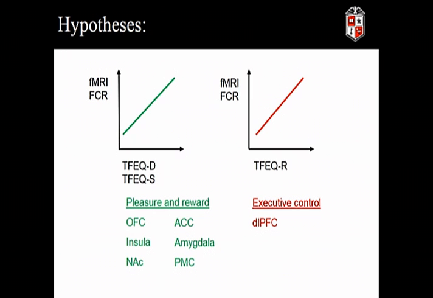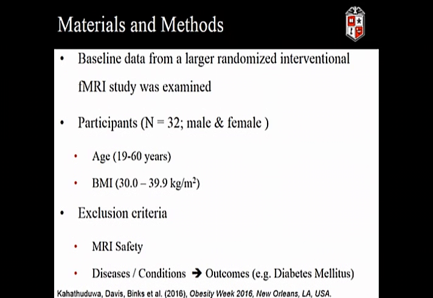The other side was looking at the three-factor eating questionnaire. For the disinhibition and susceptibility to hunger scales, as those scores increased, we would have expected to see increases in the pleasure and reward activation areas. And for the restraint scale, the DLPFC, the dorsolateral prefrontal cortex, executive inhibition, so to speak, you would think there would be more food cue reactivity in that area as the scores on the restraint scale increased.